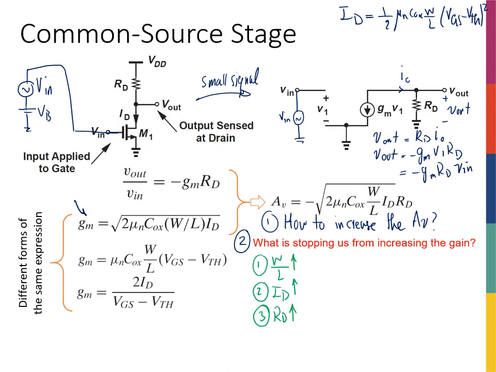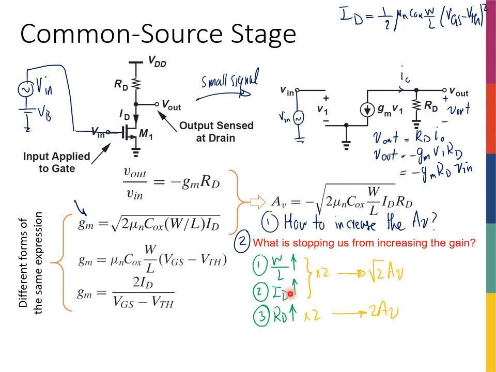Now, out of these three options, I can appreciate that if I multiply W over L by 2 or multiply ID by 2, my gain is going to be only multiplied by root 2, right? So it's not going to be as effective as if I multiply RD by 2, because that has a linear relationship with my gain. So it's basically going to give me 2 Av, right? But that's actually the less important reason that I like RD compared to these two other options.